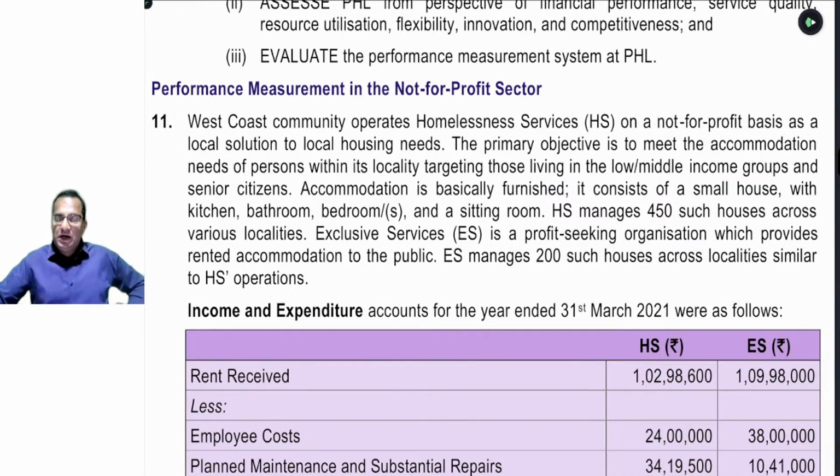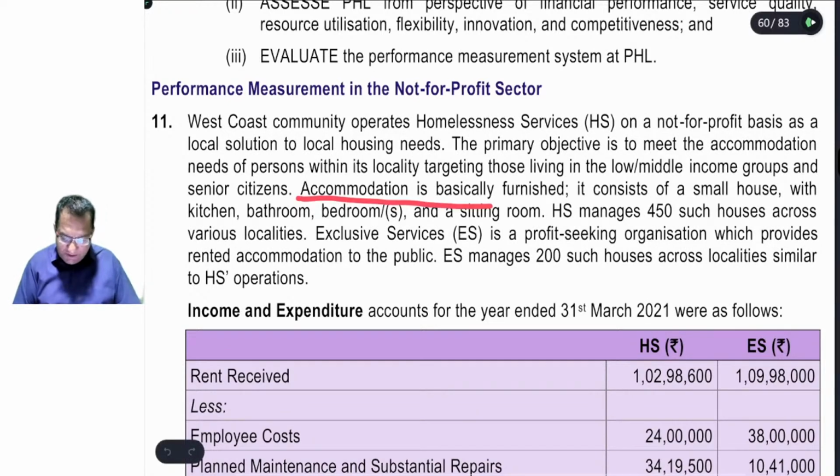To meet the accommodation need of persons within its locality who are in the lower middle income group, and also the senior citizens. Accommodation is basically furnished. It consists of a small house with kitchen, bathroom, bedroom, and a sitting room. The company manages 450 such houses across various localities.